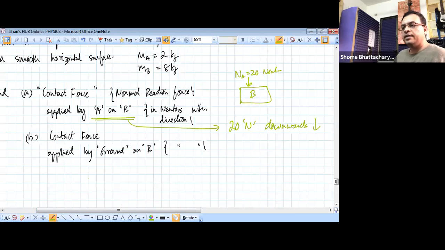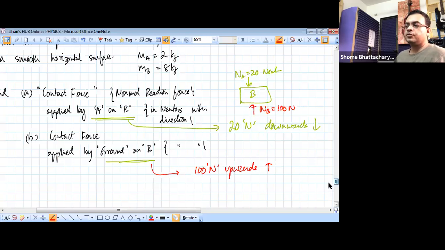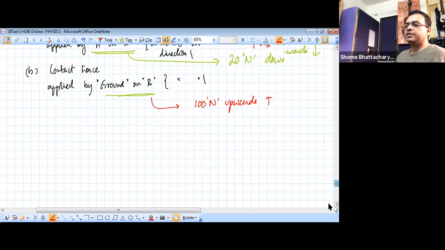And similarly, the contact force applied by the ground on B. So that will be how much? That force will now be 100 newtons upwards. So on B, the ground is applying a force of 100 newtons upwards. This is happening because of this concept of action and reaction.